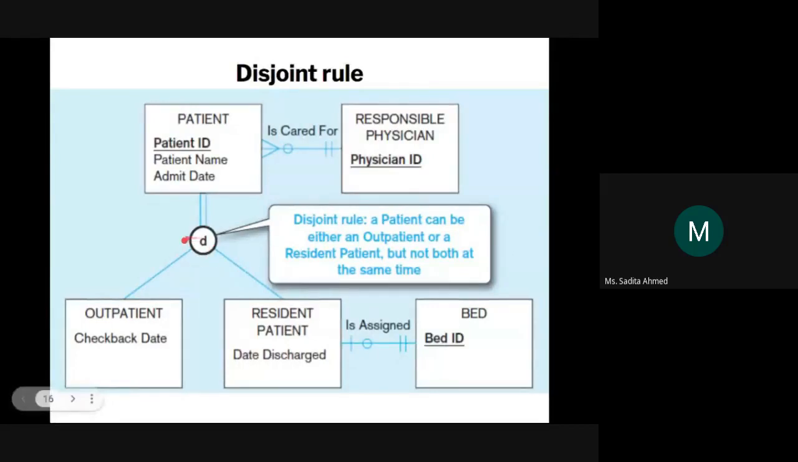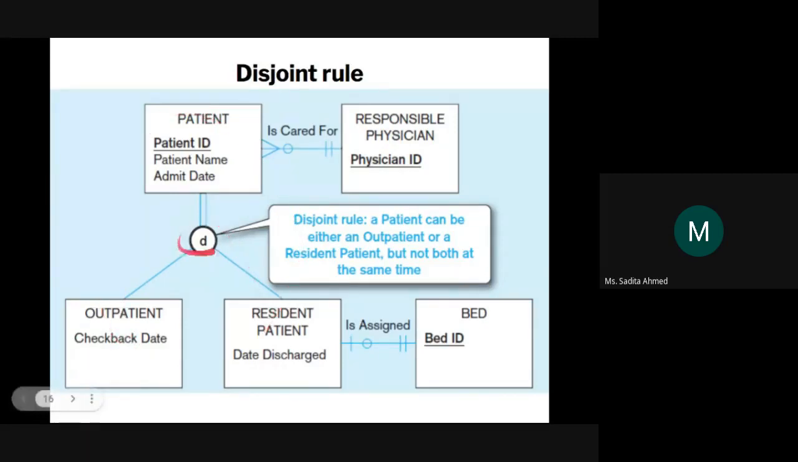This D represents the fact that this specific supertype subtype relationship is following the disjoint rule. A patient instance will have to be either an outpatient or a resident patient, fine, but cannot be both at the same time. The total specialization rule, the double line that you see here, tells us that a patient instance must be either an outpatient or a resident patient.